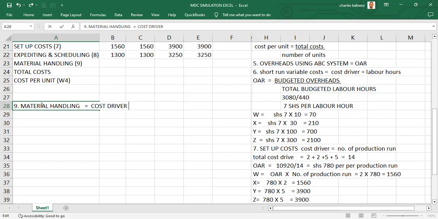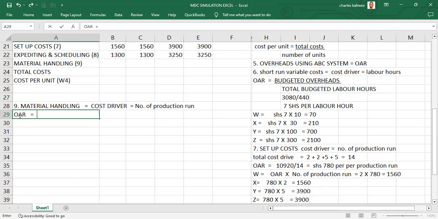So we said the only cost driver that they had given us is the number of production runs. It's also going to be our cost driver here. The second step we said is to get the total cost driver. But since we had got it, the next step is getting the OAR.